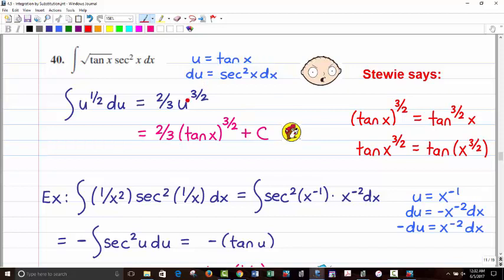So tangent of x goes in for u, so I have 2/3 tan of x to the 3/2 plus c.